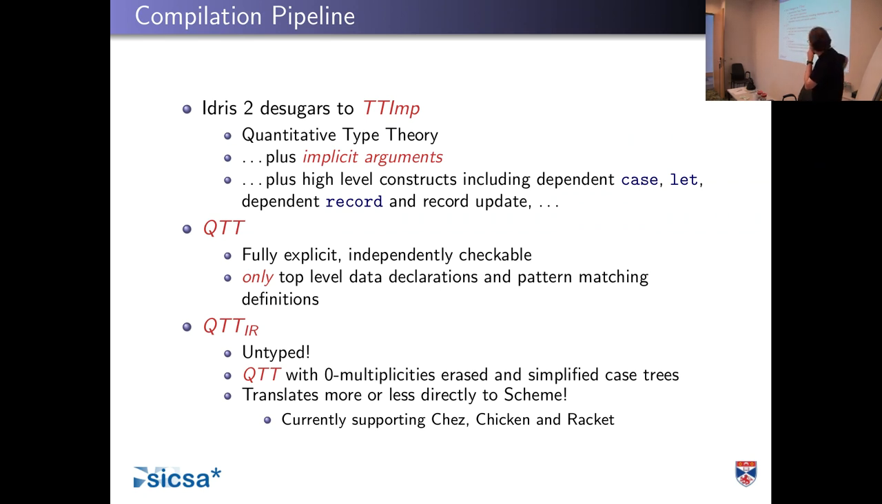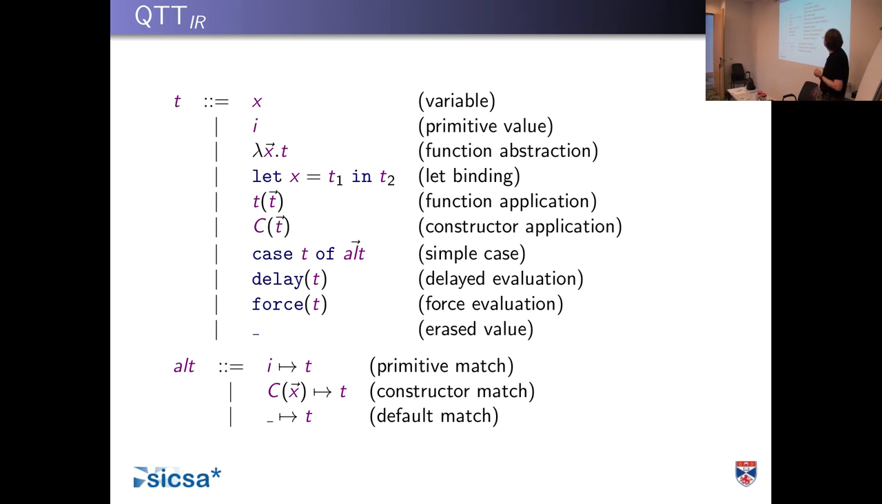So faced with the prospect of explaining how Idris translates to Scheme, I realized that I was not going to be able to fill an hour, because literally everything just has an obvious mapping into Scheme. Not necessarily an efficient mapping, but at least an obvious mapping into Scheme. So this is kind of what we've got. We've got variables, primitive values, functions.